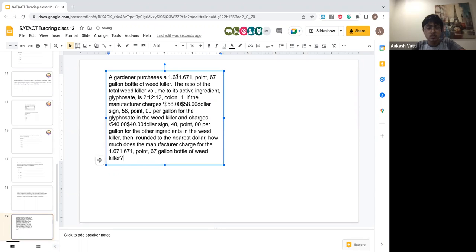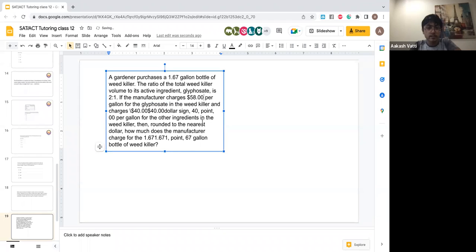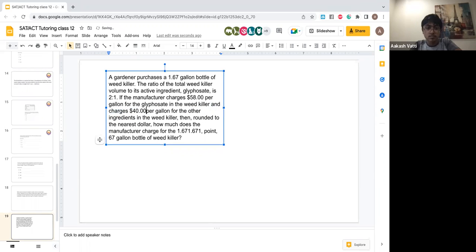So 1.67 is, I believe, 2 to 1 here. I don't know why it did all this. Charges $58.50 per gallon for that, and $40 for this. 1.67. All right. Oops. That's 6, 7. Solve this question.